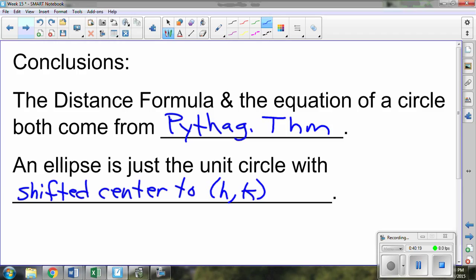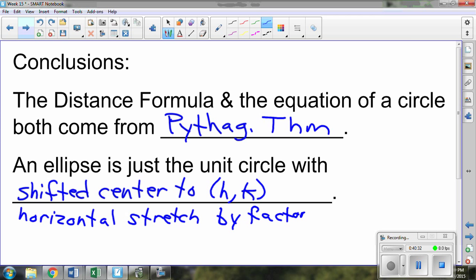We had a horizontal stretch by a factor, was that letter, that variable a, and that variable b is a vertical stretch.